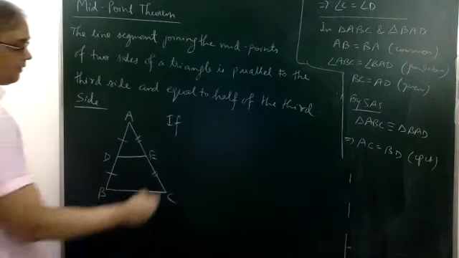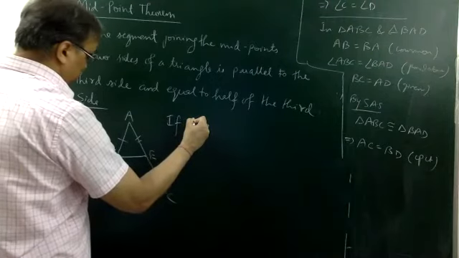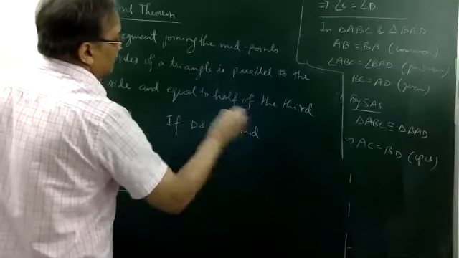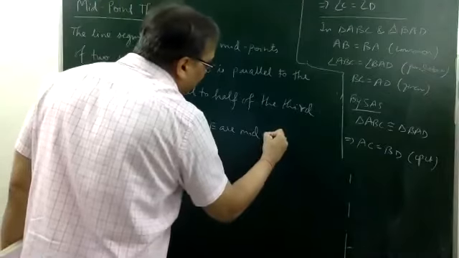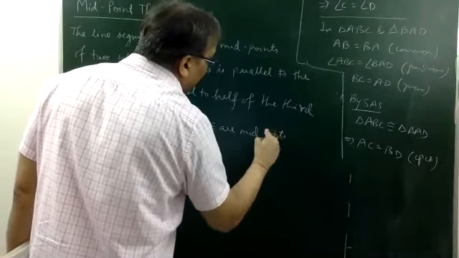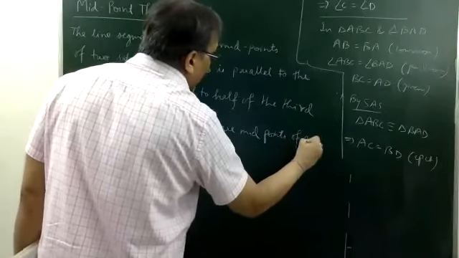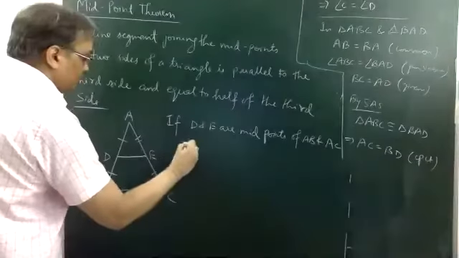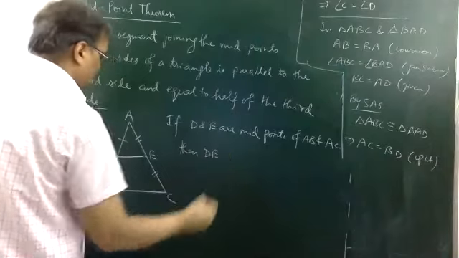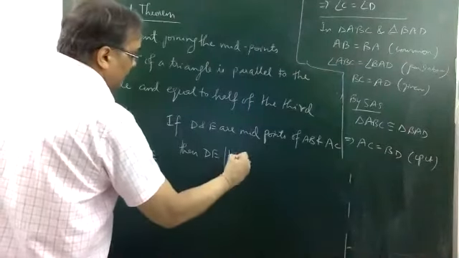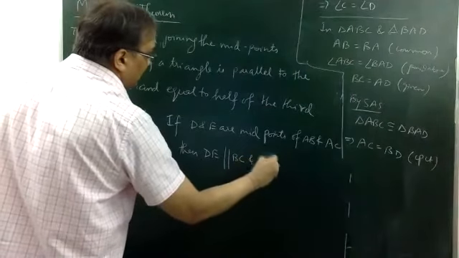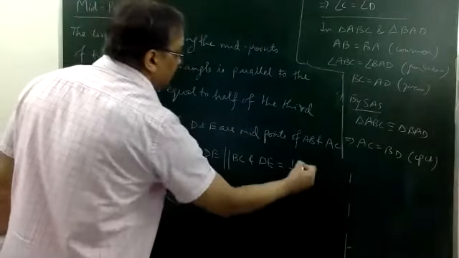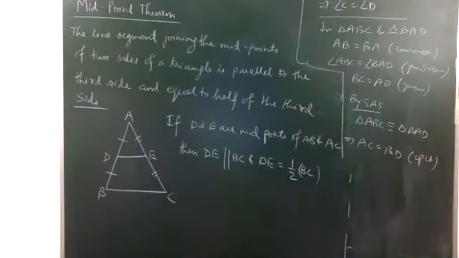So if D and E are midpoints of AB and AC, then DE is parallel to BC and DE is equal to half of BC. ये हमें प्रूफ करना है, ठीक है?